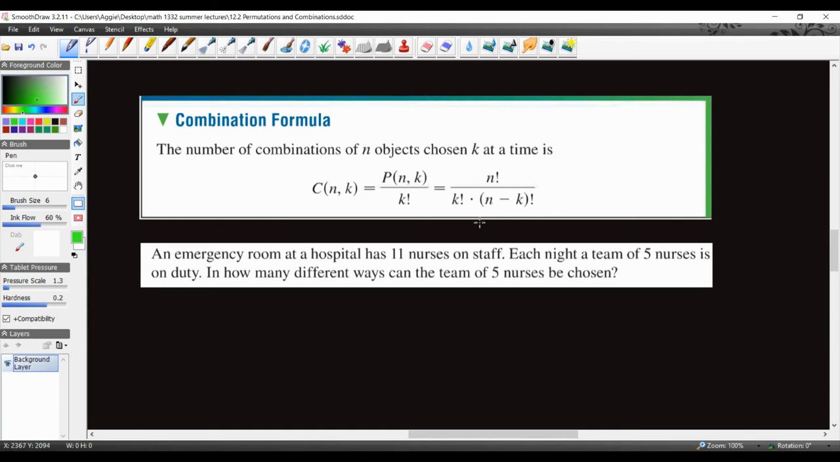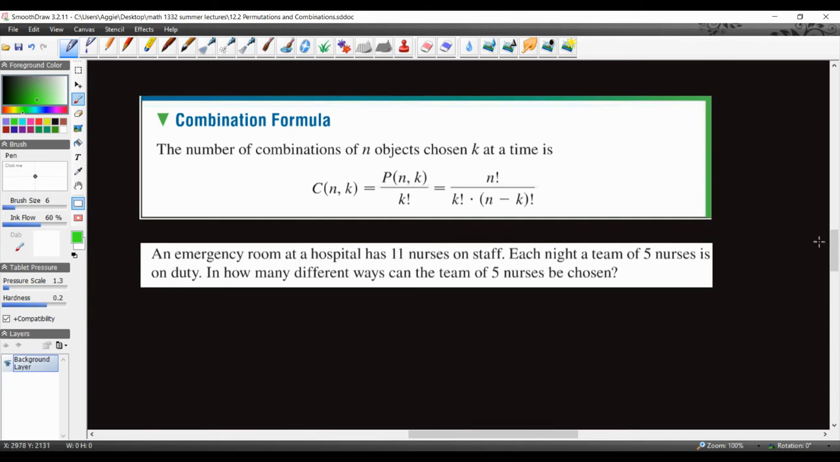We have the number of combinations of n objects chosen k at a time is, and then we have our formula. So in this one, the order doesn't matter. It's just here are your objects, put them in some kind of combination, and how many different combinations can we get? Okay, so here's an example to kind of show this.